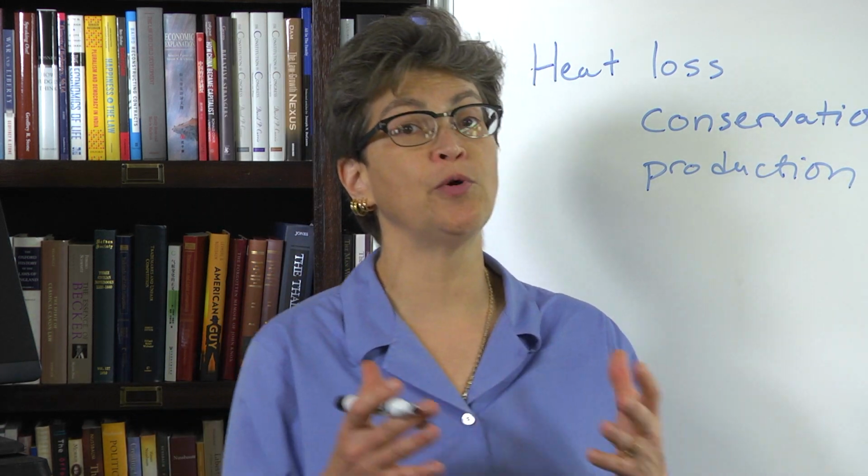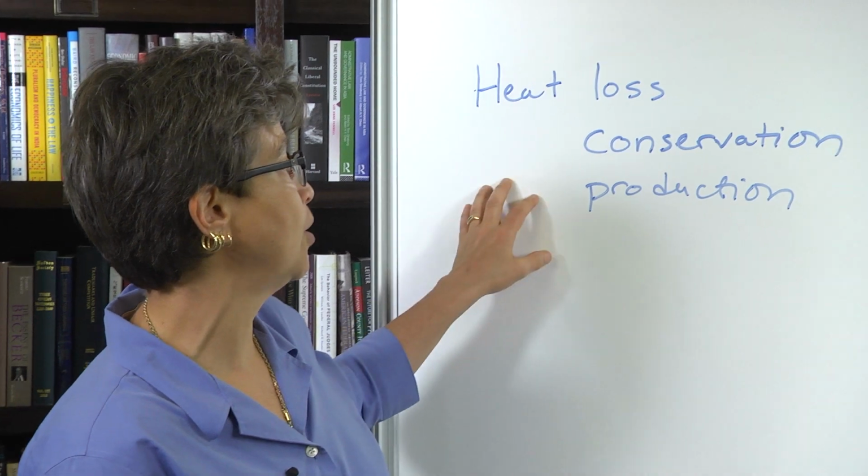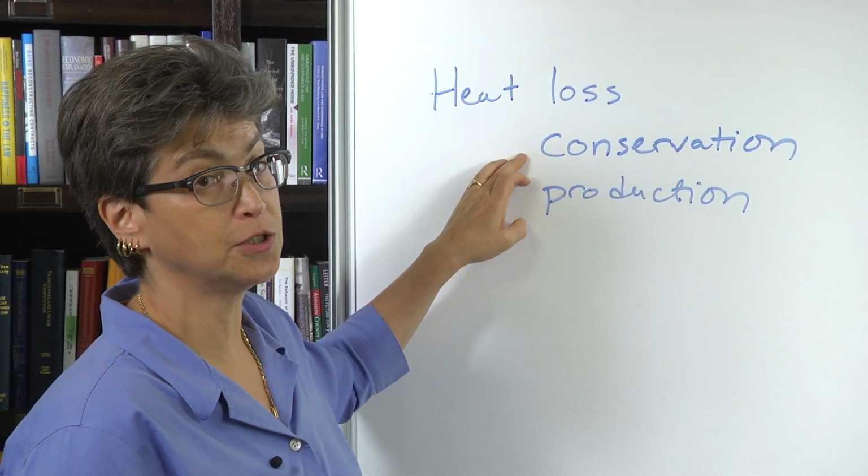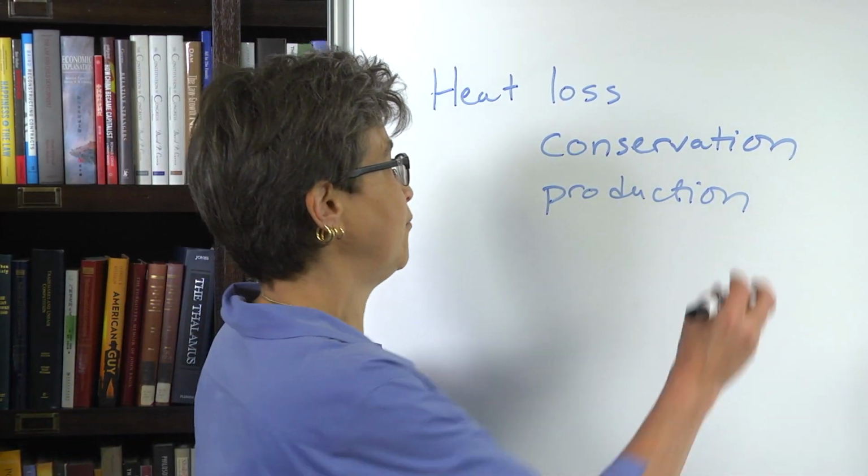Let's talk about thermoregulation. When we talk about thermoregulation, the first thing we have to think about is what's in our arsenal? What can we do? And in our arsenal are what we would call thermoeffectors, and they fall into three broad categories: heat loss, heat conservation, heat production. So let's just name a few of these.